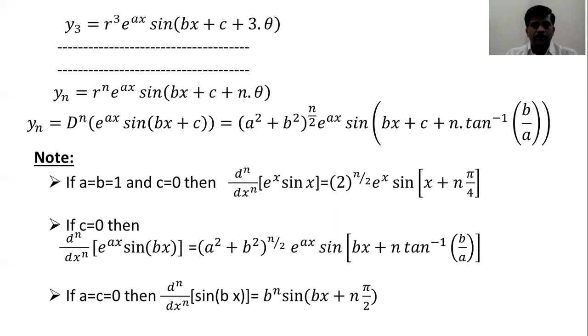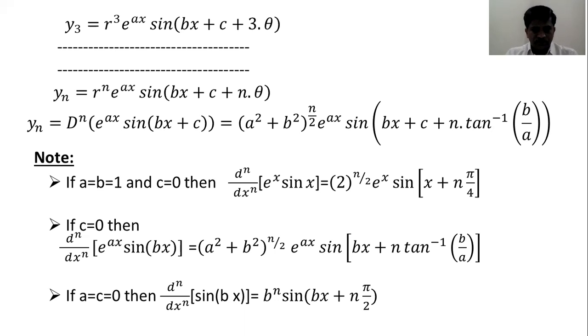Now, if a is equal to 1, b is equal to 1 and c is equal to 0, then this nth derivative of the above formula reduces to: nth derivative of e^x sin x is equal to 2^(n/2), because a value is 1, b value is 1, 1 squared plus 1 squared is 1 plus 1, which is 2, power n by 2, into e^x sin(1x plus c = 0 plus n tan inverse of b by a, 1 by 1), tan inverse of 1. Tan inverse of 1 value is pi by 4, 45 degrees.